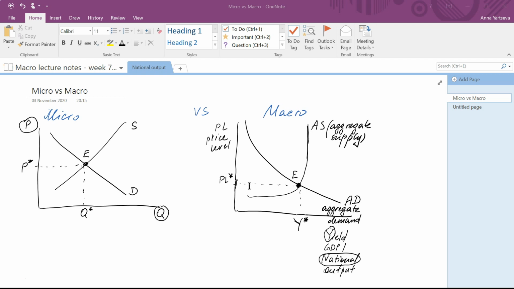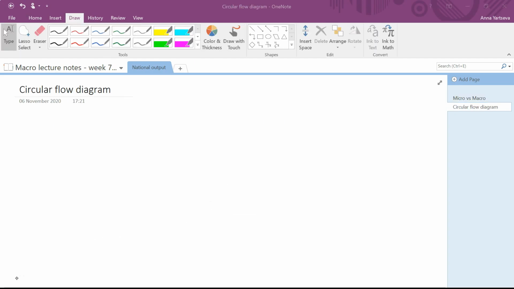In order to explain this whole idea in more detail, I'm going to draw you a diagram. So let us start. The first step: there are different sectors in the economy, and the first sector which we are going to consider is households.